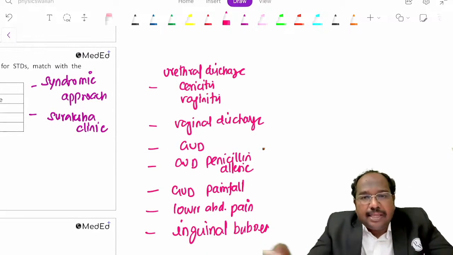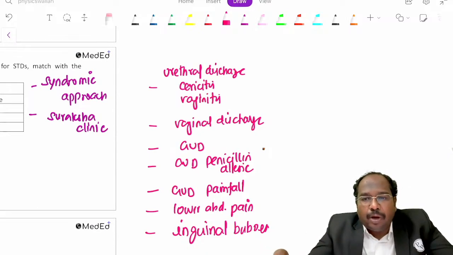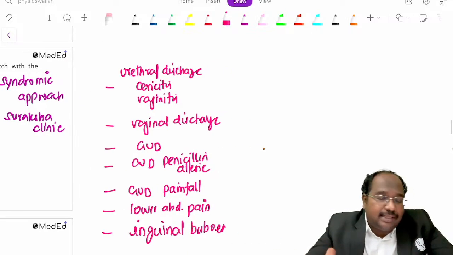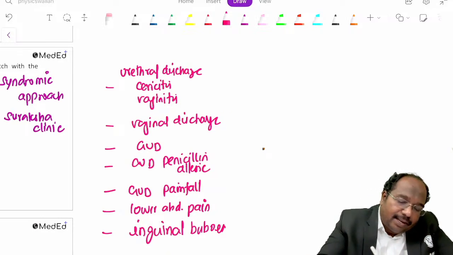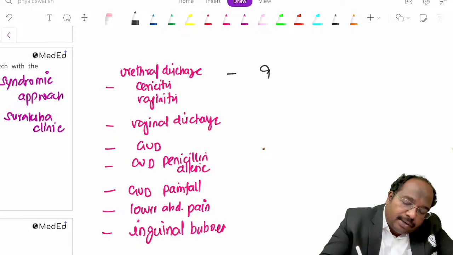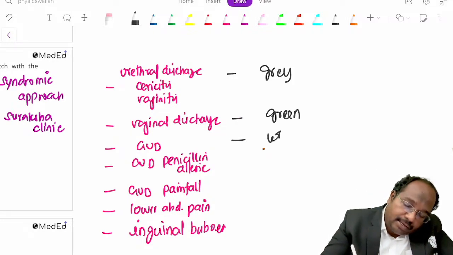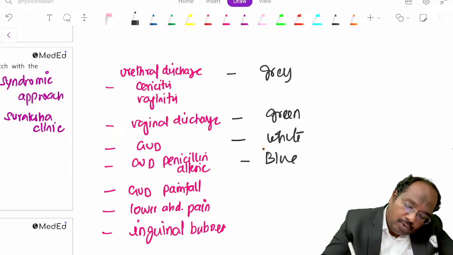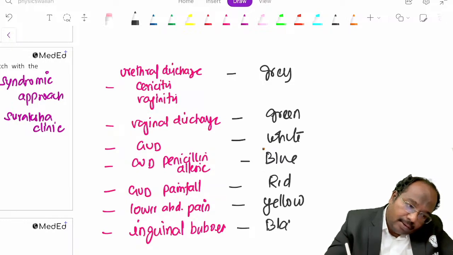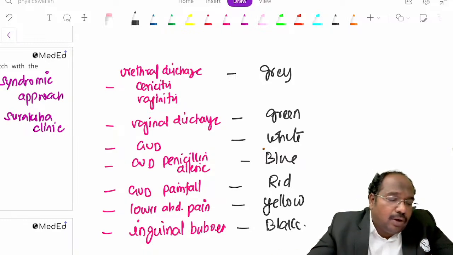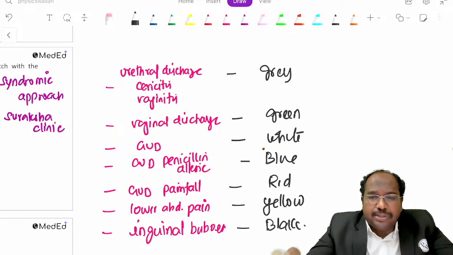These are the various points we should know, the various syndromes we have. So what is the color coding available for this? The various colors we have: gray color kit, vaginal discharge green. Even in the last INI NEET exam we had a question. GUD white, blue, red, yellow and black. Now tell me the answer for this condition. Inguinal buboes is black.